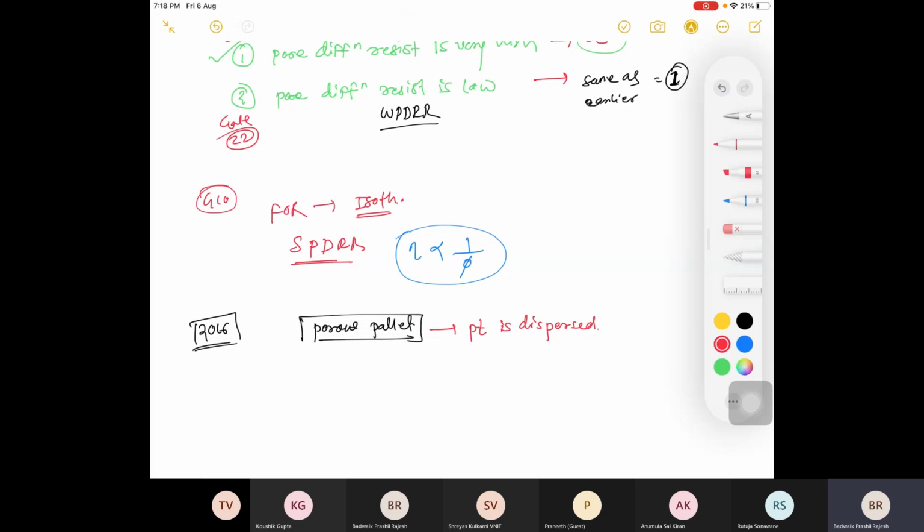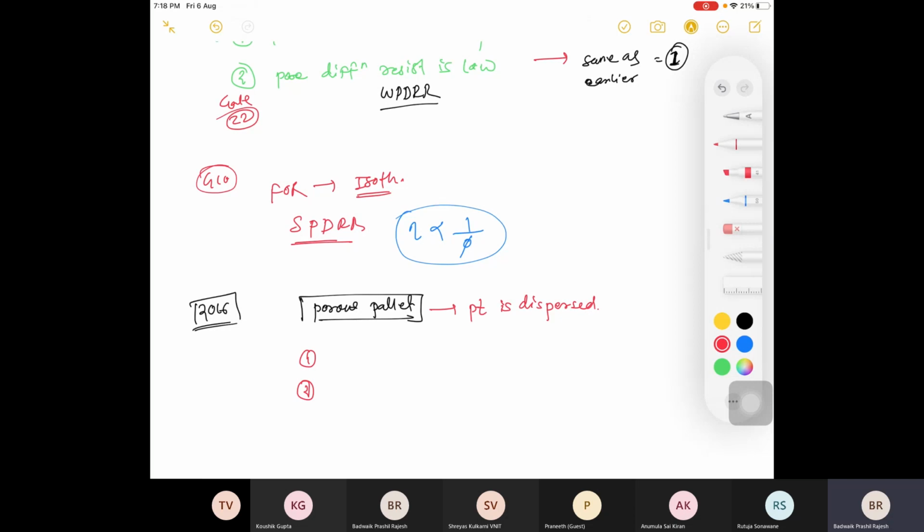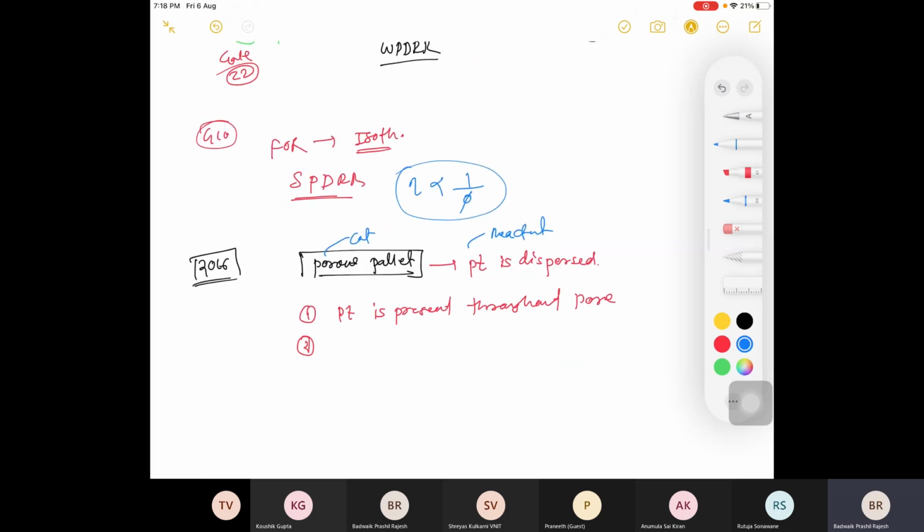Following two scenarios are possible. There are 2 scenarios it is saying. One is platinum is present throughout the pores. So you can consider here platinum is your substance, or it is reactant, and this porous pellet is your catalyst, and platinum is present throughout the pore.